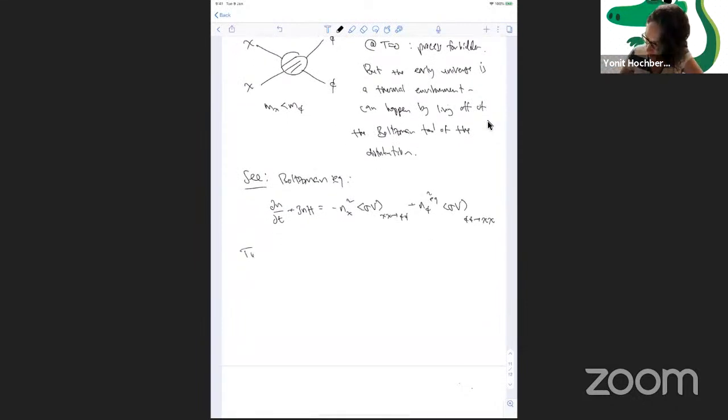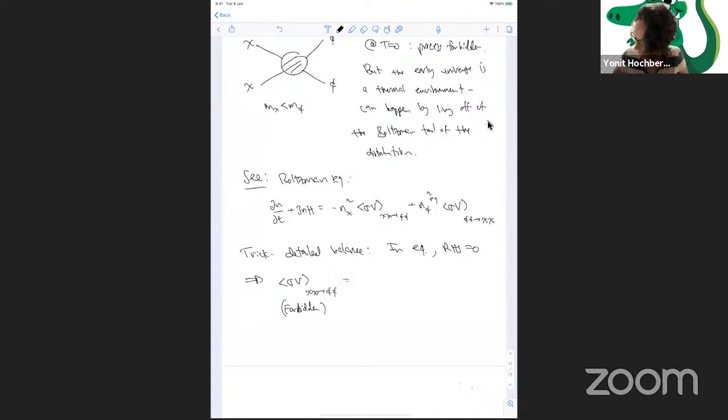Okay, so here's our trick, detailed balance. Okay, and as we said, in equilibrium, both the forward process and the backward process should be rapid and the right-hand side should vanish. Okay, so in equilibrium, the right-hand side should vanish. And what that tells us is that I can write the thermally averaged cross-section for the forbidden case, chi chi goes to phi phi, the forbidden side, in the following way, as n phi equilibrium squared divided by n chi equilibrium squared times sigma v of the not forbidden direction, phi phi goes to chi chi. Okay, this is what detailed balance tells me I can do in equilibrium.